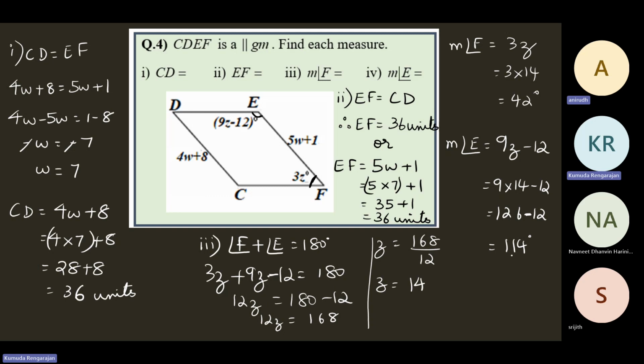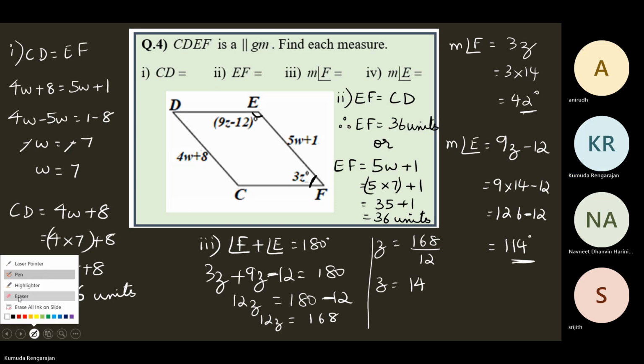Now first I'll tell you why I said it's wrong. Because when I add these two angles E and F, it should total to 180. I was getting 114 and 42, and they don't total to 180. So that's how I realized I've gone wrong somewhere. Because they're adjacent angles, they should be supplementary, which means they should add up to 180. So see here, minus 12, when I transpose, it's plus 12.